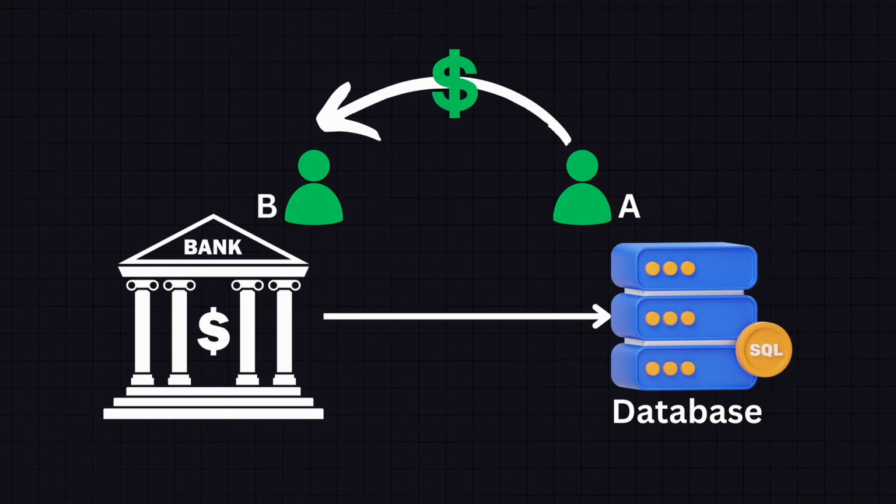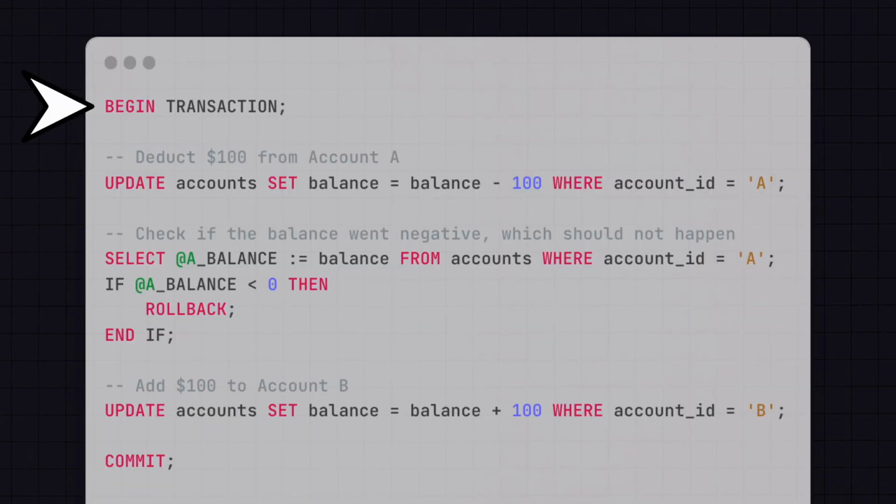In our example, where we need to transfer, let's say, $100 from account A to account B, we will have two steps: deducting the amount from account A and adding it to account B. And both steps need to be completed for the transaction to be successful. Here is how the SQL transaction would look.